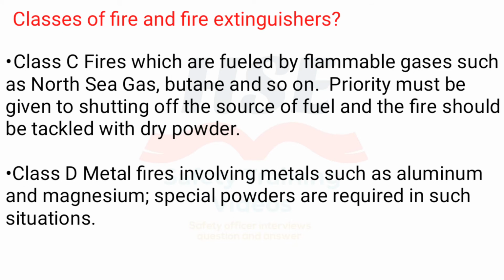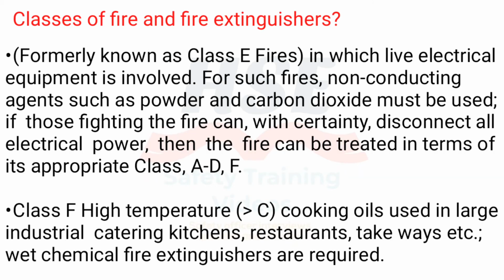Class C: fires which are fueled by flammable gases such as North Sea gas, butane and so on. Priority must be given to shutting off the source of fuel, and the fire should be tackled with dry powder. Class D: metal fires involving metals such as aluminum and magnesium. Special powders are required in such situations.